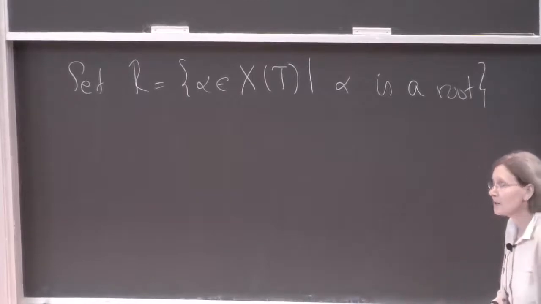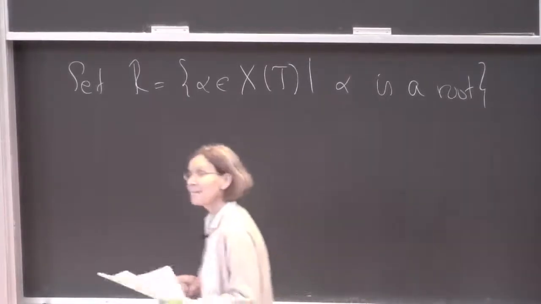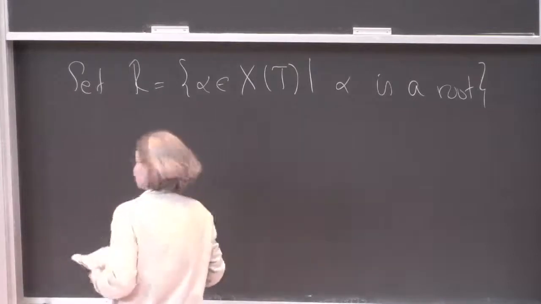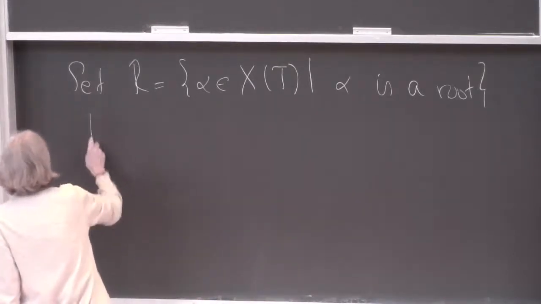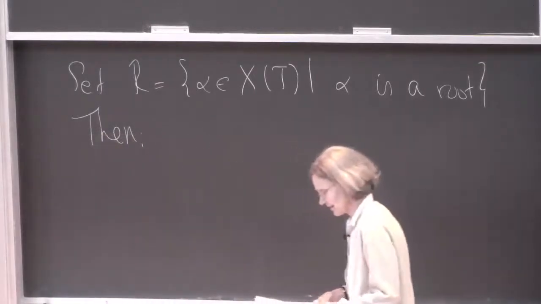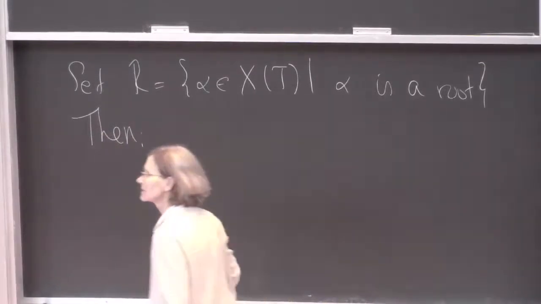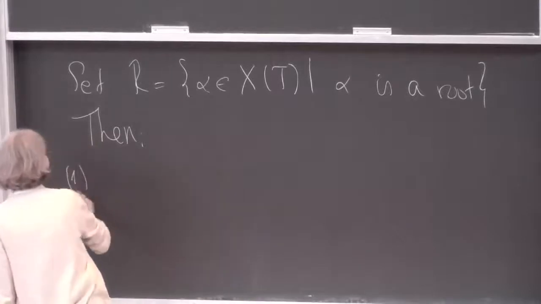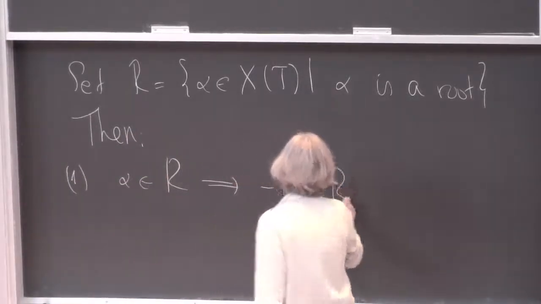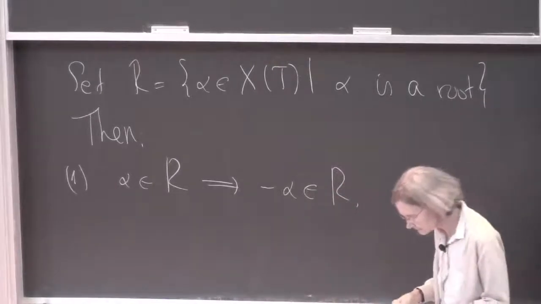Okay? All right, so the amazing thing is that there's a list of properties now satisfied by this set of characters. I mean, a priori, it's just a set of characters, all right? So then one can show, with a lot of work to do, but anyway, let me tell you some things that are true. If alpha is a root, then minus alpha is also a root. Okay, so that's one thing.